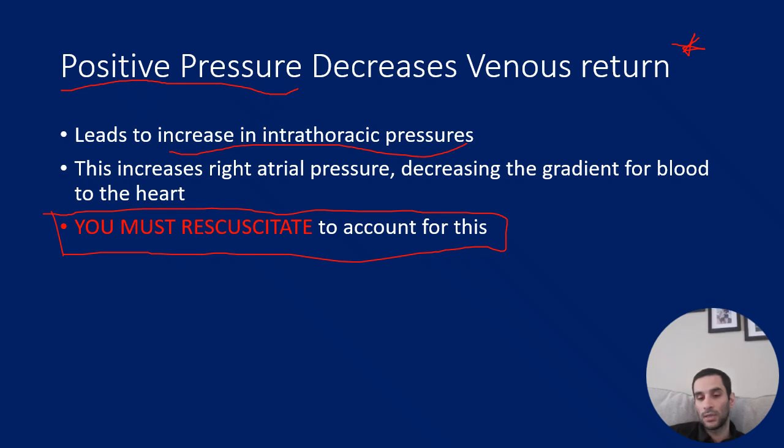So this may mean that you need ALS for fluids or for pressors or for something to account for the decreased venous return to the heart, which means there's going to be a drop in cardiac output. This is why when we talk about intubation, I realize that this is a BLS lecture, but it's important that you understand this because when you interact with paramedics who are going to be doing intubation, if you don't resuscitate adequately, when you intubate the patient and start giving positive pressure, they are going to go into cardiac collapse and they can die if you don't account for this. So you need to account for the decreased venous return when you switch to positive pressure.